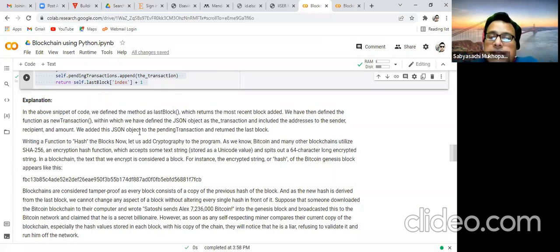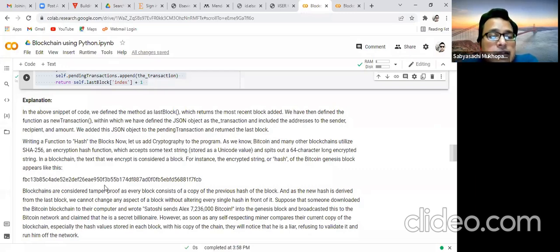So what we are doing is putting some cryptographic portion in the programming. As we know, Bitcoin and many blockchains utilize the SHA-256 hash function to provide optimum performance in terms of cryptographic applications, which can accept some sort of text string, which is basically a Unicode value, and then spit it out as a 64 character long encrypted string. So in a blockchain, we have seen that we encrypted and considered a particular block, for instance, the encrypted string or hash of the genesis block, which may appear in the following manner.